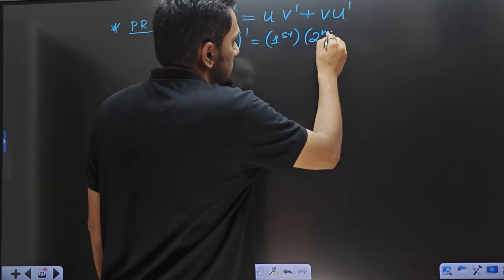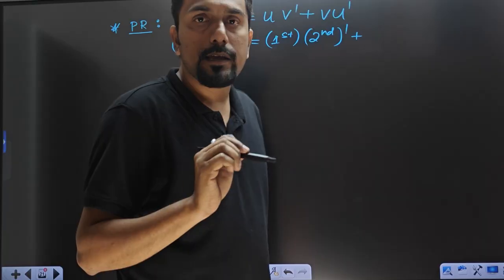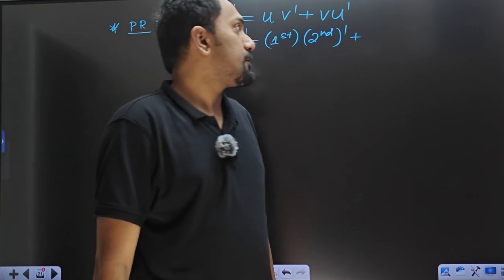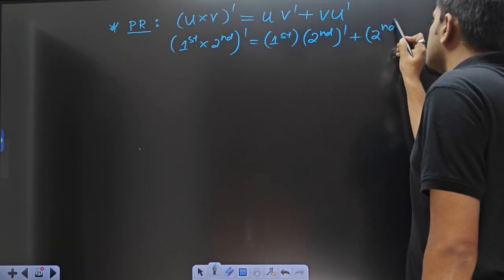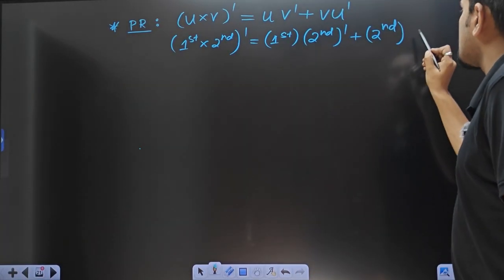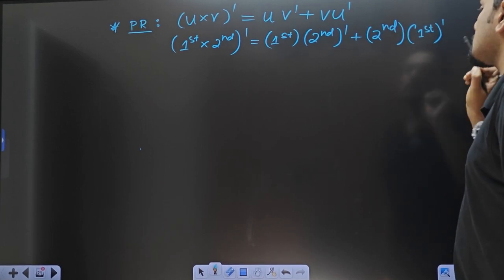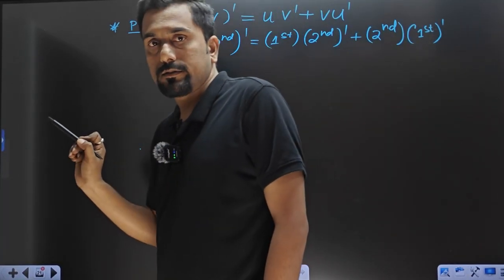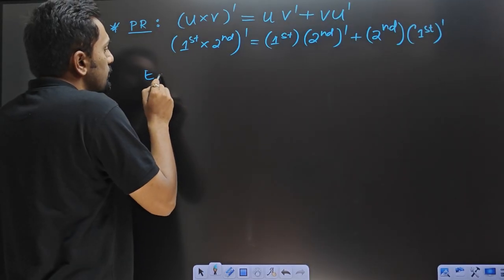into derivative of the second function. Dash means d by dx, or we are finding the derivative with respect to x. Then I need to keep the second function as it is, then we have to differentiate the first function, and this is what the product rule in derivatives is. Okay, you can consider an example.